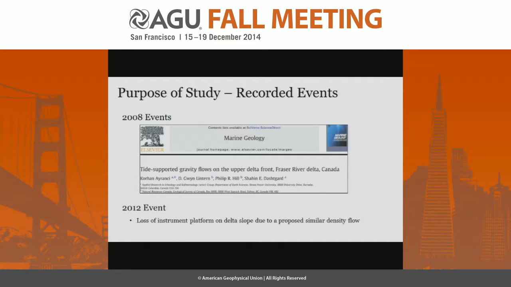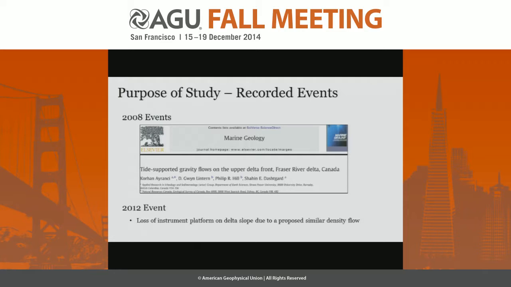There have also been recorded events from the VENUS platform, a paper published on 3 events that happened in 2008, and so this would be at the 40-meter depth platform. Evidence for these events came from low salinity anomalies, and these low salinities were brought down to the delta bottom in proposed density flow events.